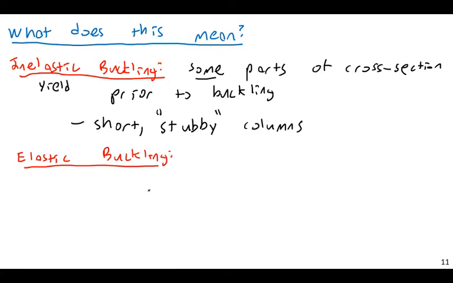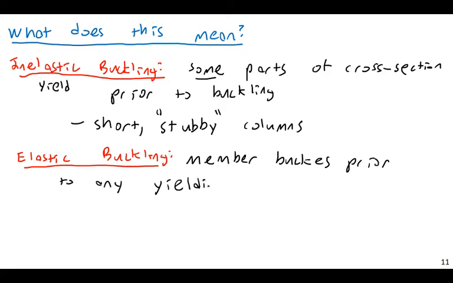And then elastic buckling, this is where the member buckles prior to any yielding. In other words, the entire cross section is still well under the elastic limit before buckling actually occurs, before any yielding. And this is going to control for long, slender columns.